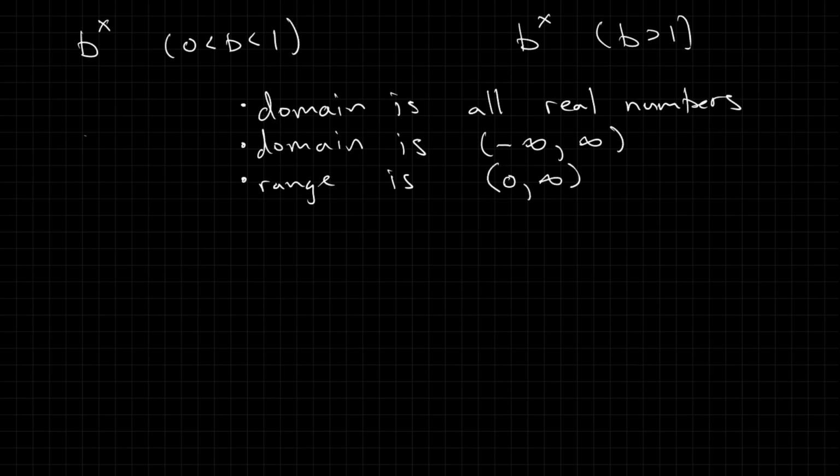And I'm going to put a parentheses here to indicate that I'm not including 0 in the range. If I had put a bracket, then that would say 0 is in the range. Now I'll make some observations that are different for each function. So let's ask ourselves what happens as x goes to infinity. In other words, as x gets really, really large.